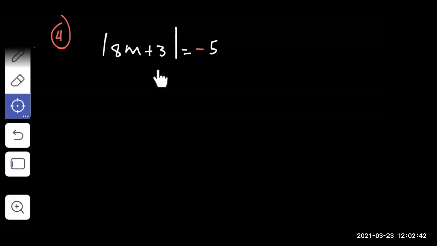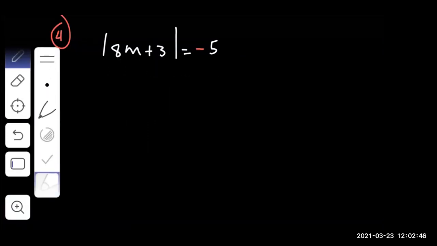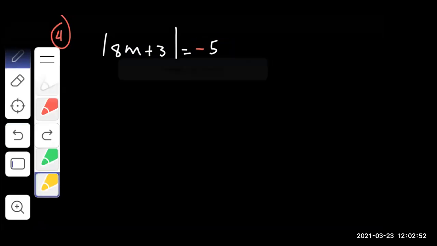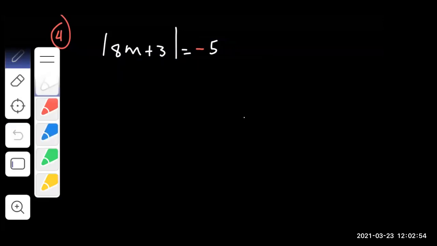Let's have a look at number 4. The absolute value of 8m plus 3 equals negative 5. I will ask you, and you will have to tell me. Guys, take a look that here I'm giving you a negative answer. Notice that. What is the absolute value, guys, of 5? Positive 5. The answer is positive, right?